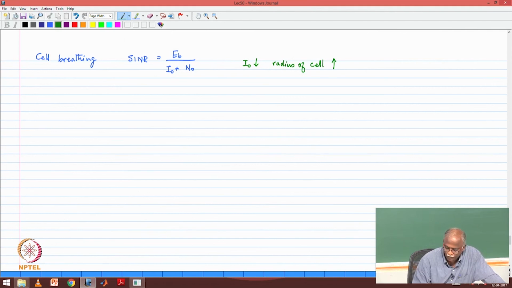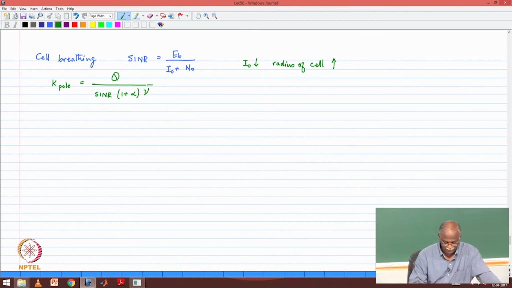I forgot to write down the expression for the pole capacity. The number of users, pole capacity, depends on Q, the spreading factor, the target SINR that we are utilizing, the other cell interference that is captured by alpha, and the voice activity factor which is captured by nu. This is the expression that we would use, and then a similar expression we would use for the practical capacity and the cell breathing concept.